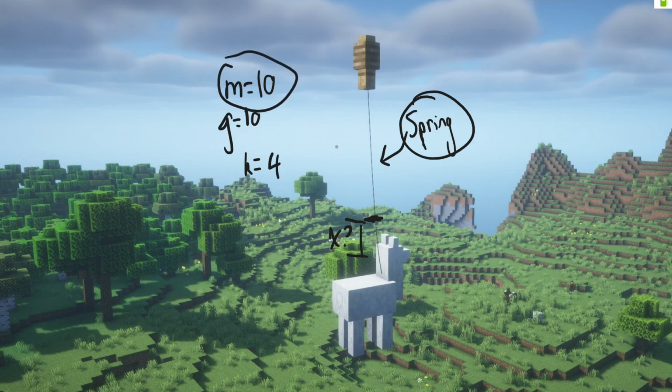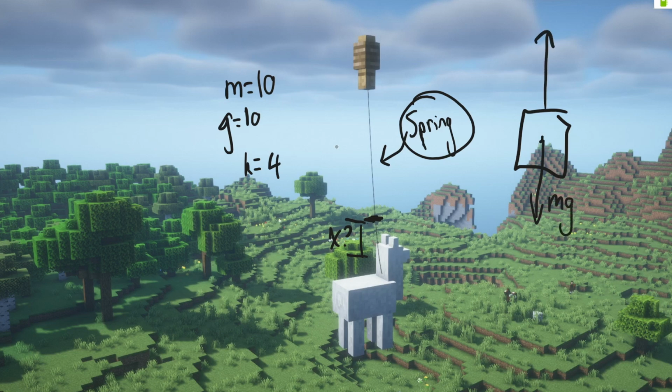So what are the values we have? The mass of the llama, which is 10 kilograms, gravity, which is 10 meters per second squared, and the spring constant, which is 4. Now we need to solve for x here, so let's first start with the free body diagram. The llama's free body diagram is a bit tilted. If we have the square here, mg goes straight down, and the spring force goes directly upwards, and we're assuming that the llama must stay still, and we're just trying to figure out when the spring is still.